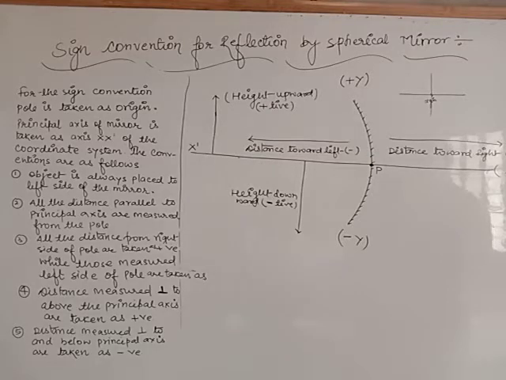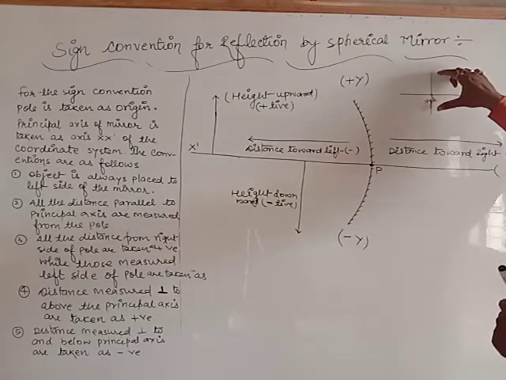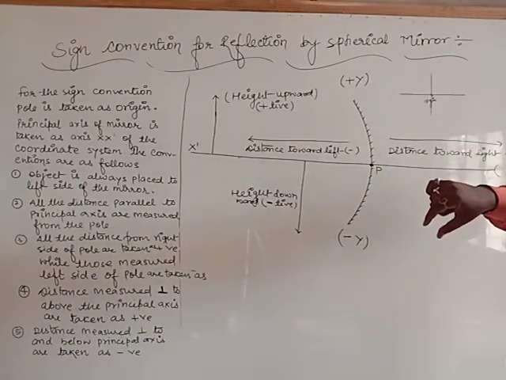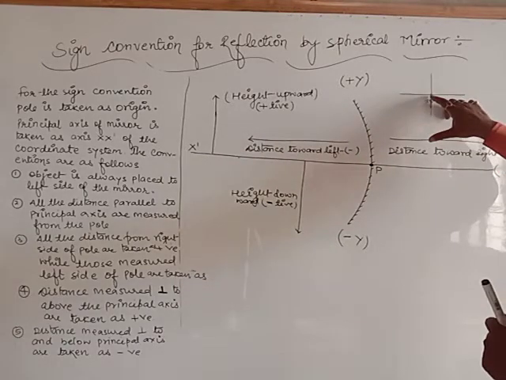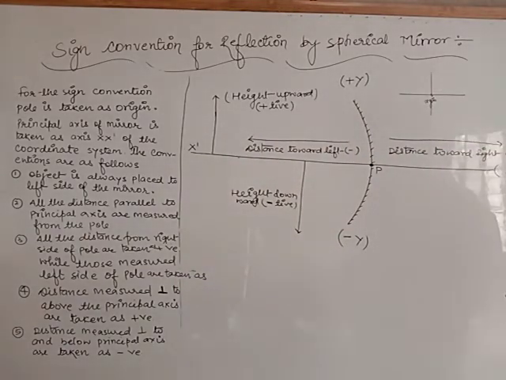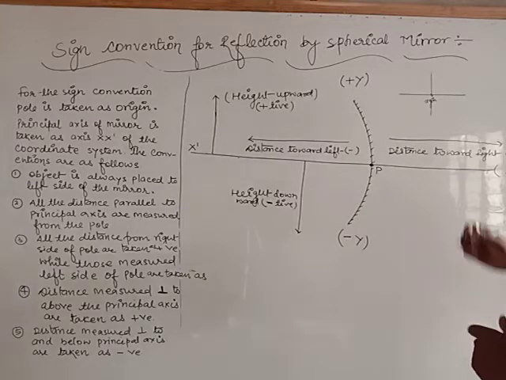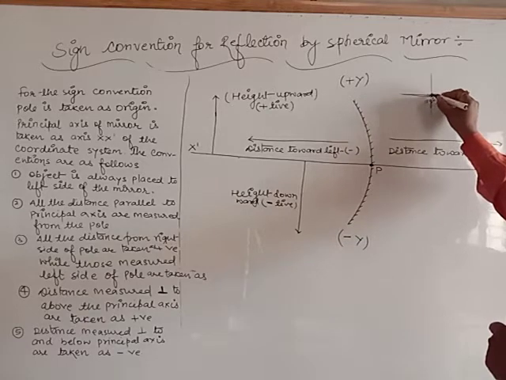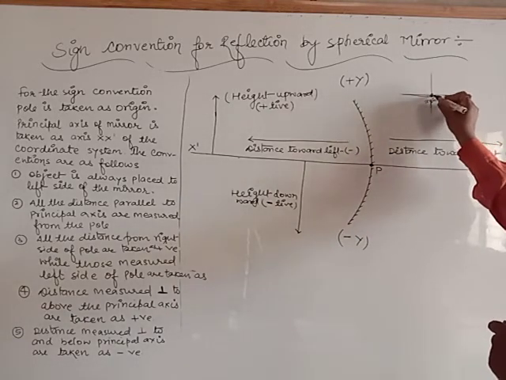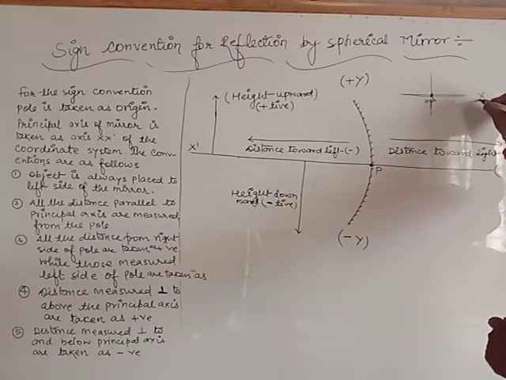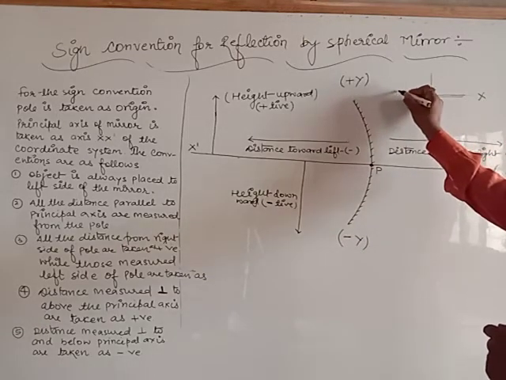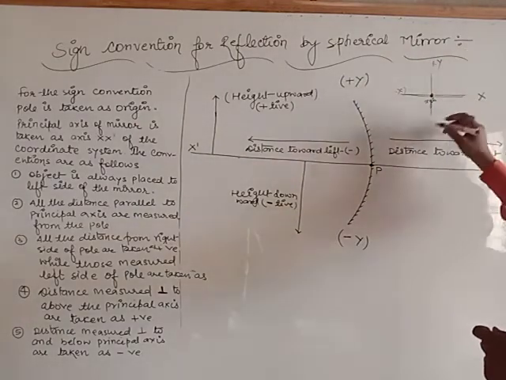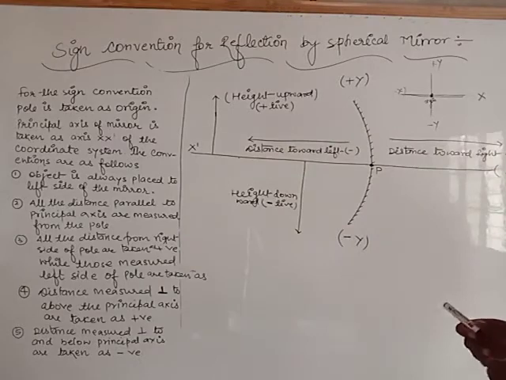All kinds of mirrors or lenses are kept on this vertical line, and their pole or optical center lies at this intersecting point. Here is the horizontal line and this is the origin. From the origin, this is the plus x-axis, this one is the minus x-axis, the vertical line upward is plus y and downward is minus y.